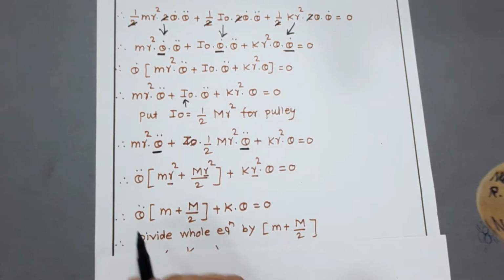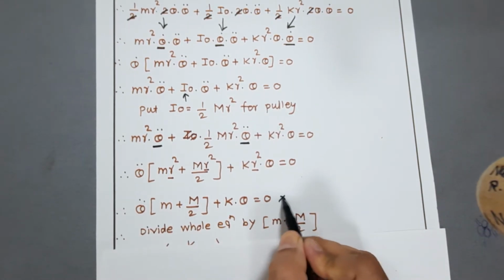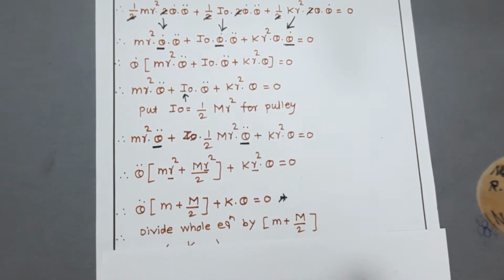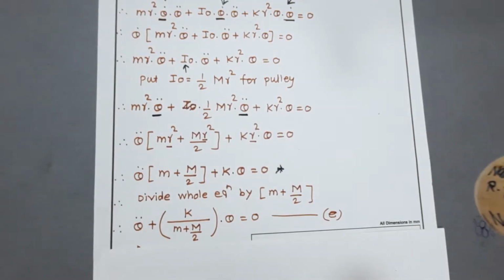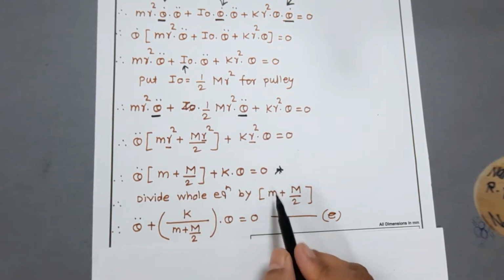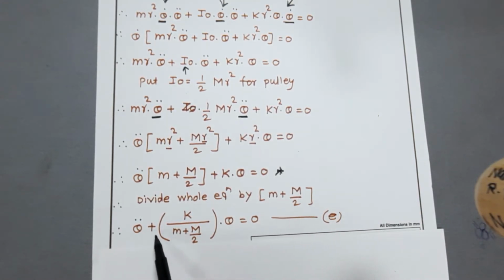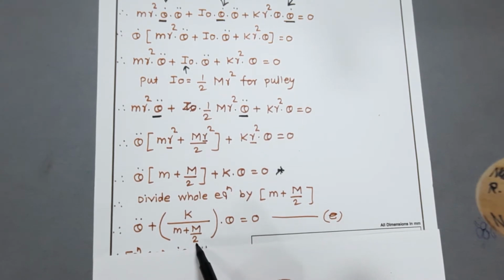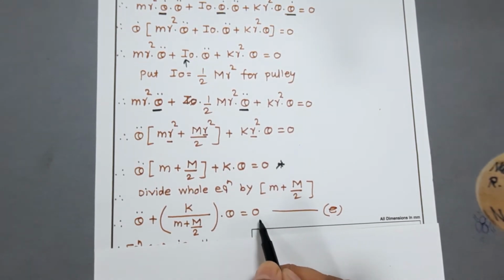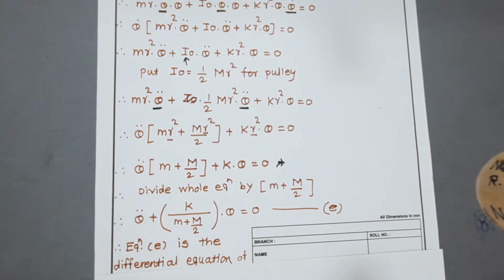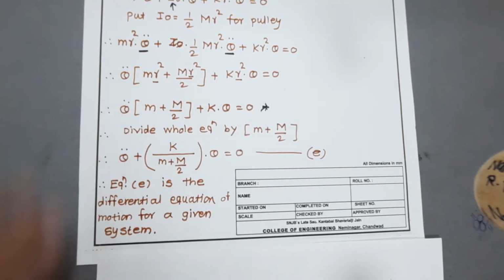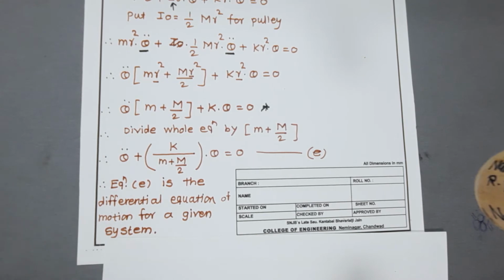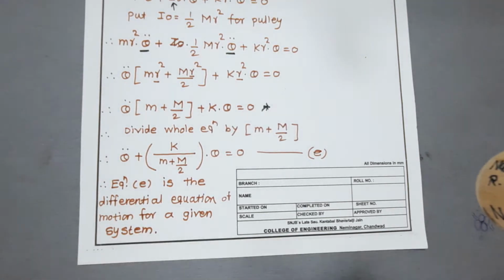Now we have to divide this whole equation, the star equation, by the term in bracket small m plus capital M by 2. If I divide this equation by this term, we have theta double dot plus bracket k divided by small m plus capital M by 2, into theta is equal to 0. This is our equation number E. This equation number E is nothing but the differential equation of motion for the given system.